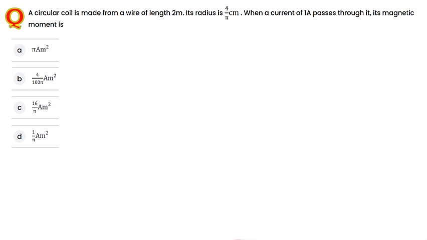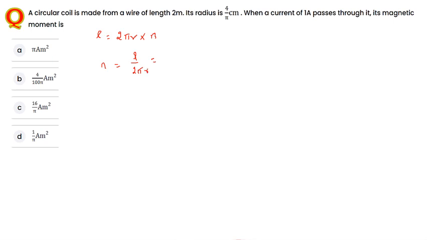First, the length of the wire is L. L will be equal to the circumference of the circle, 2 pi r, into the number of turns. If it is made into a circular coil, that number has to be mentioned. If it is only one, n is equal to 1. From this, n is equal to L divided by 2 pi r. Now this L value they have already given. What is that L value here?